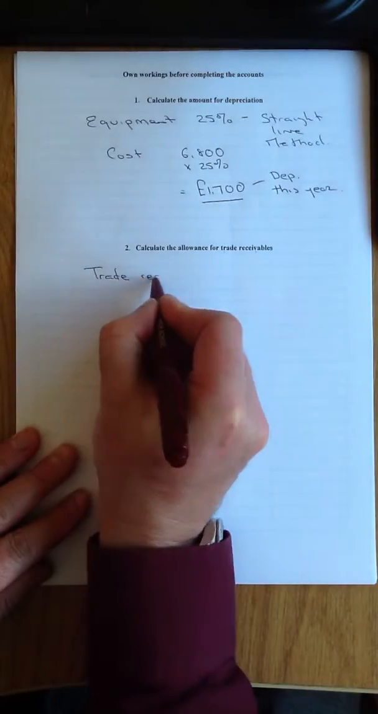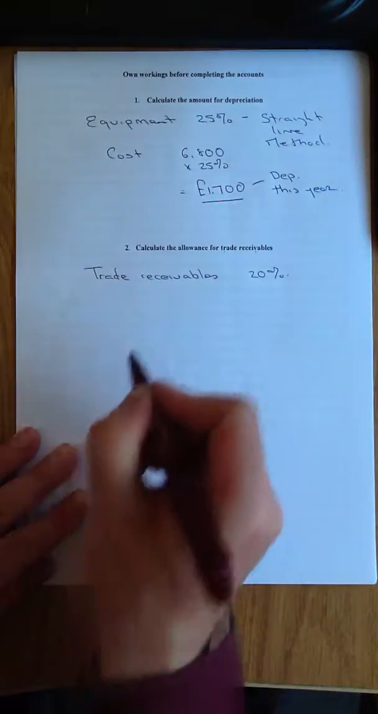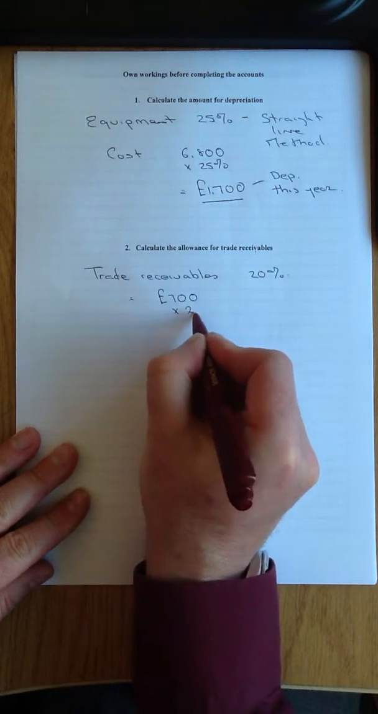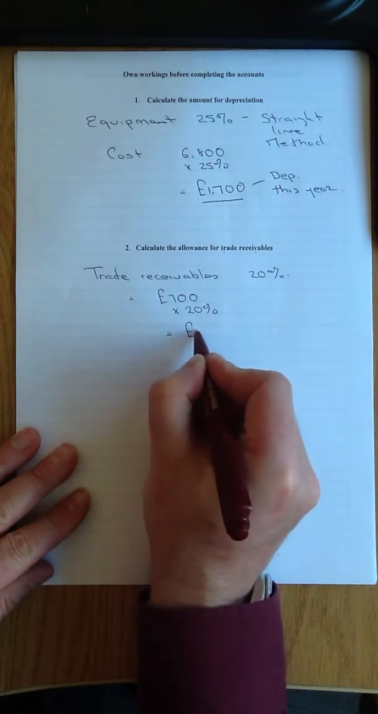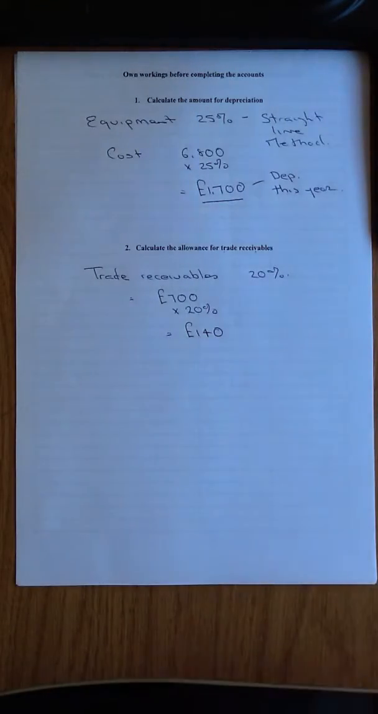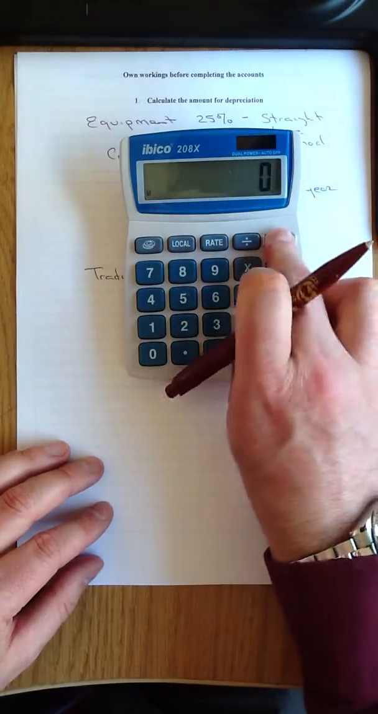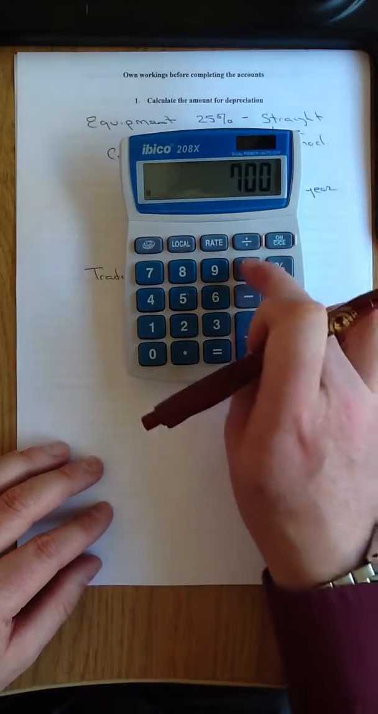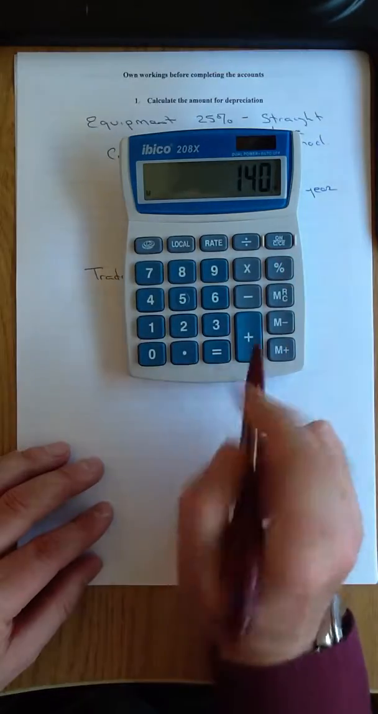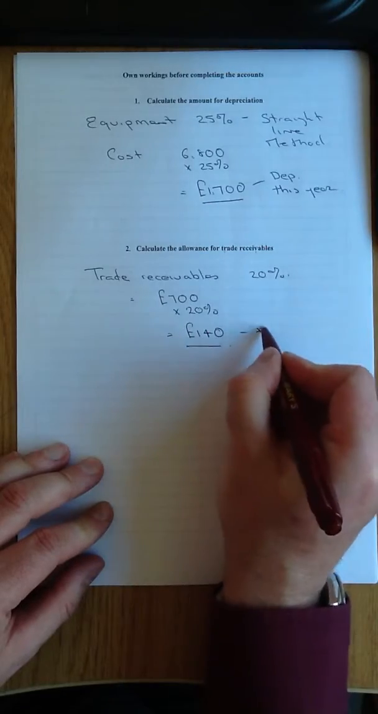trade receivables, customers who have bought goods but not yet paid, 20%. The trade receivables amount total is £700. Multiply that by your 20%, and so it works out at £140. That is the allowance for trade receivables that we are putting in for this year. Make sure that you use a simple calculator, and in your calculator put in 700 multiplied by 20%, and that gives you £140, which is this year's.